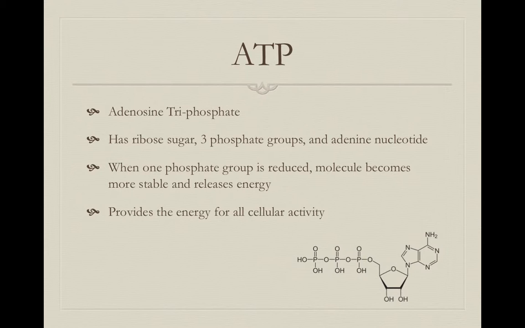So this is just a diagram of ATP. You can see the 3 phosphate groups on the left. On the right, you have the adenine nucleotide, and right in the middle, you have your ribose sugar.